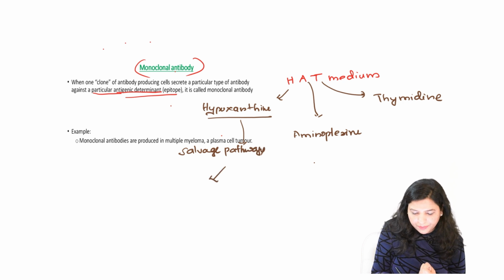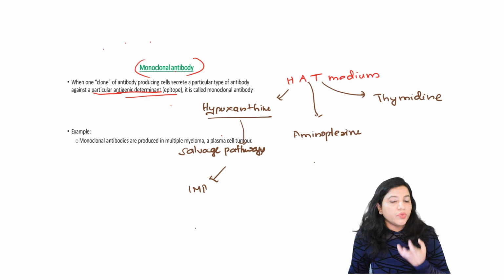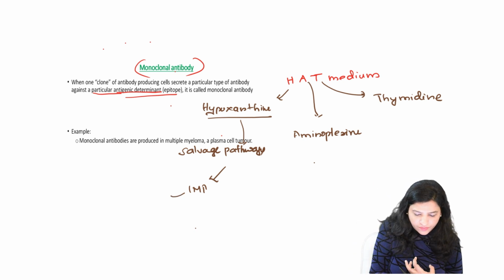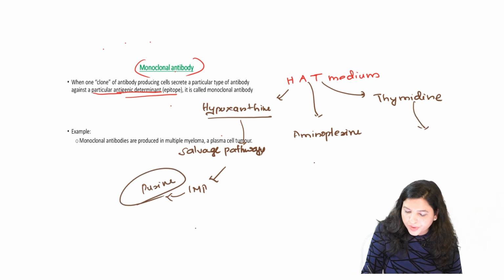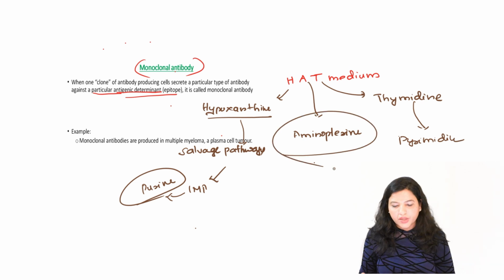we know that IMP and GMP can be produced. From IMP we know that the purine can be synthesized. The purine nucleotides can be synthesized. And thymidine, you know, it's a pyrimidine. Now what is this aminopterin?